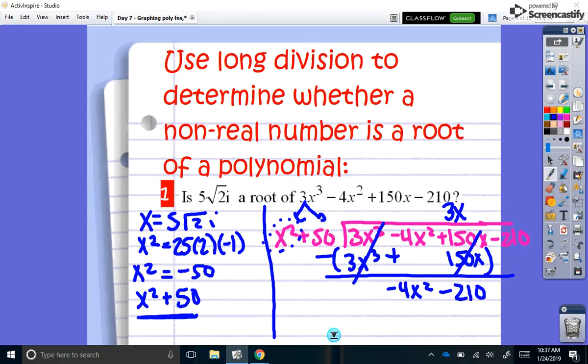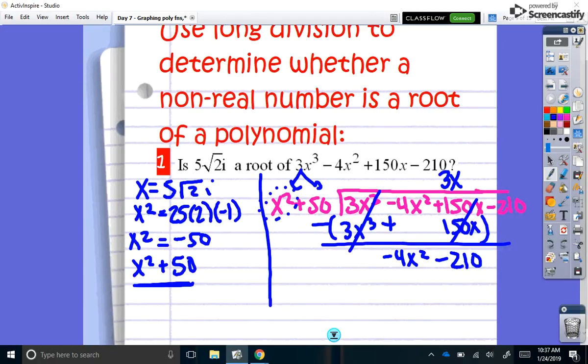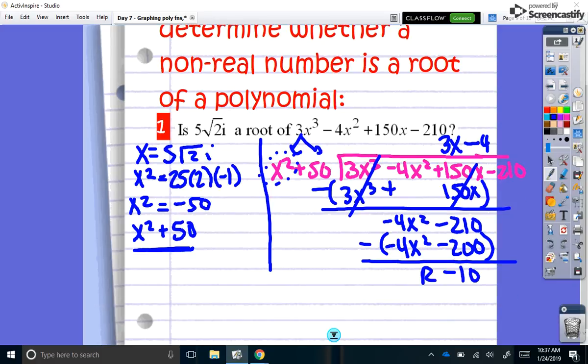And start over. What do you multiply x squared by to get negative 4x squared? That's going to be minus 4. Negative 4 times x squared is negative 4x squared. Negative 4 times 50 should be negative 200. So when I subtract, I get a remainder of negative 10, which means x squared plus 50 is not a factor, which means 5 radical 2i is not a root.